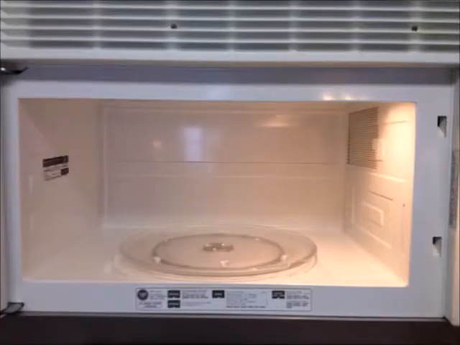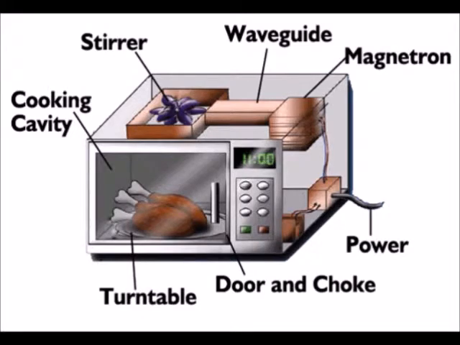Let's now talk about the microwave. The microwave is related to radiation. Inside the microwave oven there is a device called a magnetron. This magnetron produces electromagnetic waves that heat up our food. Inside the magnetron's vacuum tube, there is a cathode and a coaxial anode.